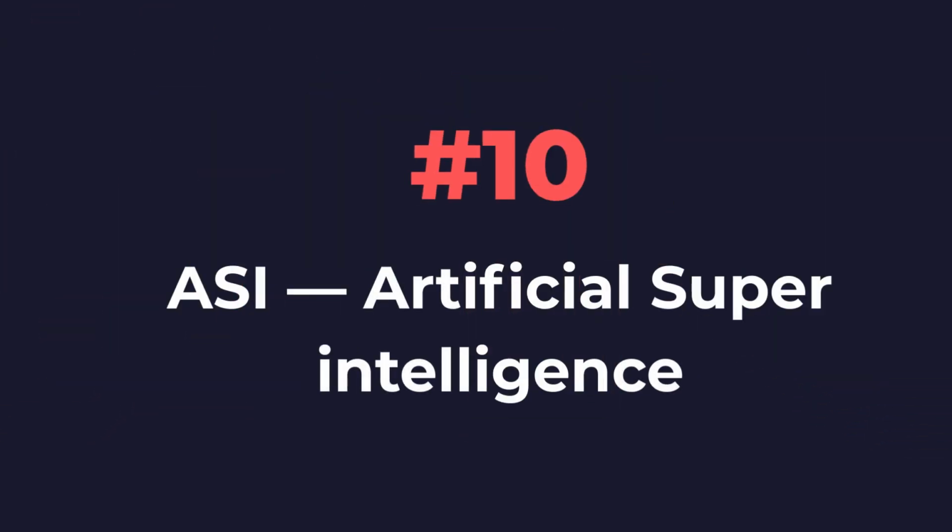Number 10 is ASI, Artificial Superintelligence. ASI is the AI that surpasses human intelligence in every domain. It would outthink the smartest humans, self-improve exponentially, and potentially pose existential risks. ASI is still theoretical, but it is a center of AI safety debates. This is why AI governance and ethics matter right now.